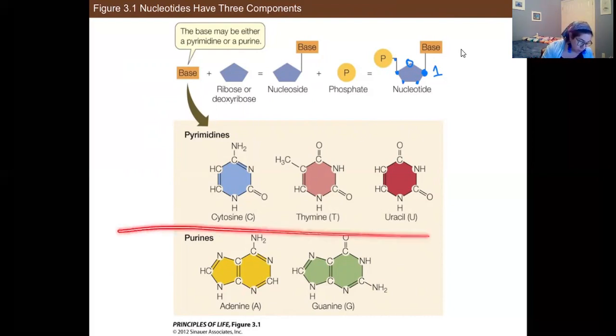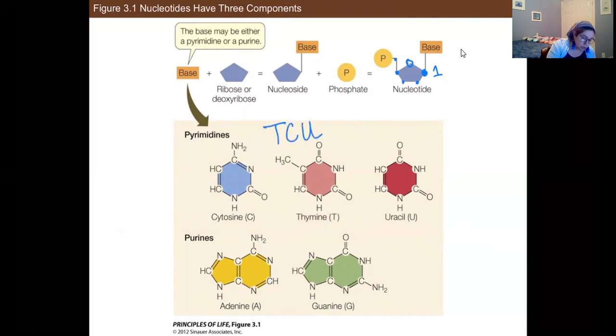So your pyrimidines are cytosine, thymine, and uracil. One way that I try to help students remember which ones are the pyrimidines is TCU, like the college in Texas. The other two nitrogenous bases are the purines, and these ones are adenine and guanine. So AG, like the Aggies. So it's the Aggies versus TCU.